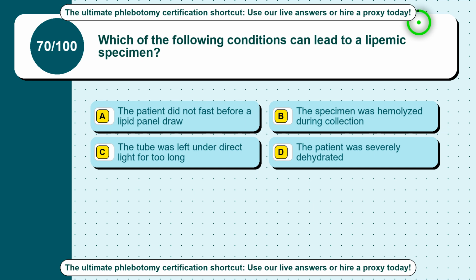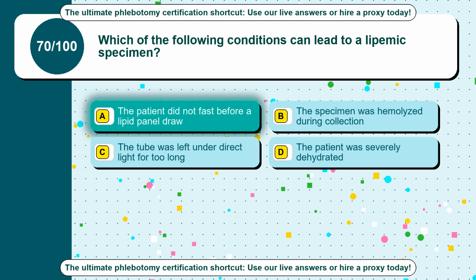Question 70. Which of the following conditions can lead to a lipemic specimen? Option A. The patient did not fast before a lipid panel draw. Option B. The specimen was hemolyzed during collection. Option C. The tube was left under direct light for too long. Option D. The patient was severely dehydrated.